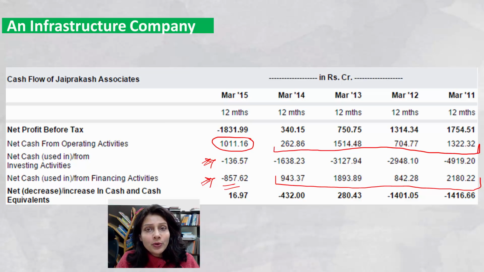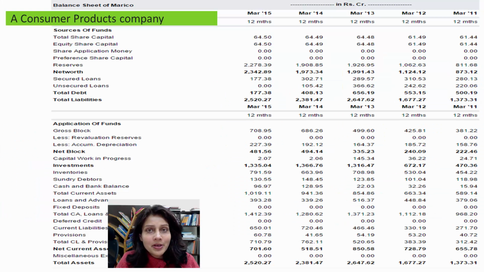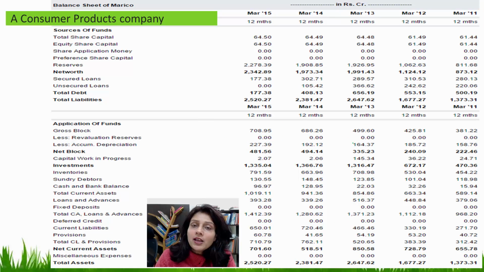Next, let me take you through a consumer products company. The reason that I specifically chose this company for you was because I wanted to give you a different view of a company. This company is very different from the previous company that we reviewed. And one of the primary reasons is that if you look at the debt of this company, you will see how less it is.